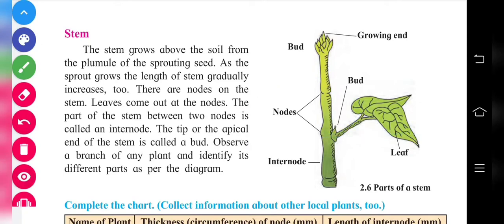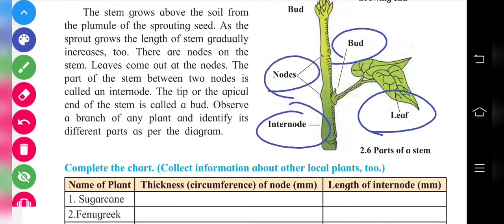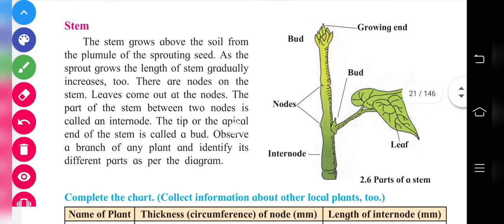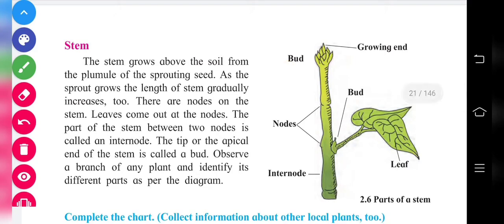So next, observe the branch of any plant and identify the different parts as in the diagram. So what are the parts used in this diagram? The first one is the leaf, this is the bud, this is the internode, nodes. And the growing end of the buds is also one of the types of bud. So you can study in detail one by one each part.